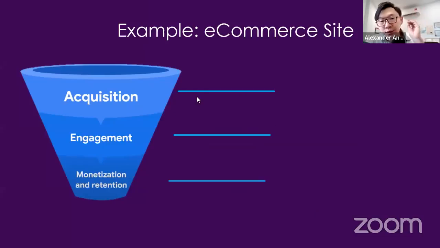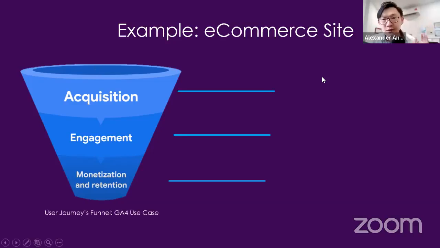Example, inside Google Analytics Store, you're going to see something like this: acquisition report, engagement report, monetization, and retention report. These are the most basic, common, fundamental reports that all of us have when we put Google Analytics 4 inside the website. Later, we will go through each of these reports inside Google Analytics 4 and just look at the one that is important to you.